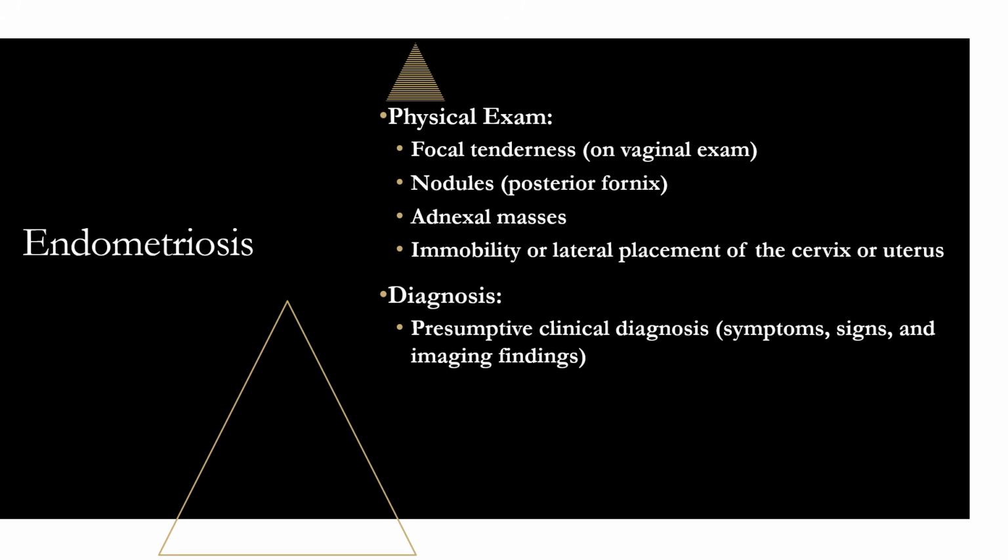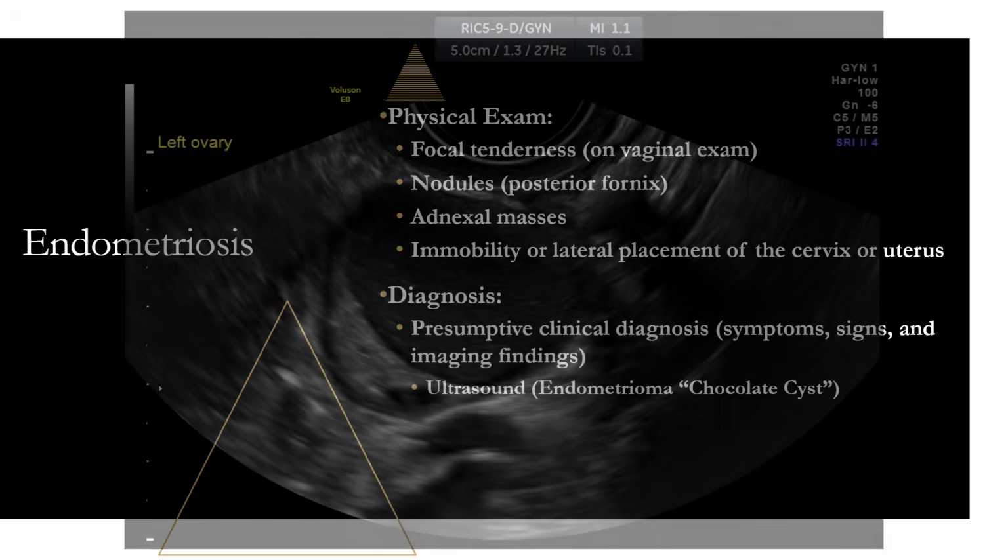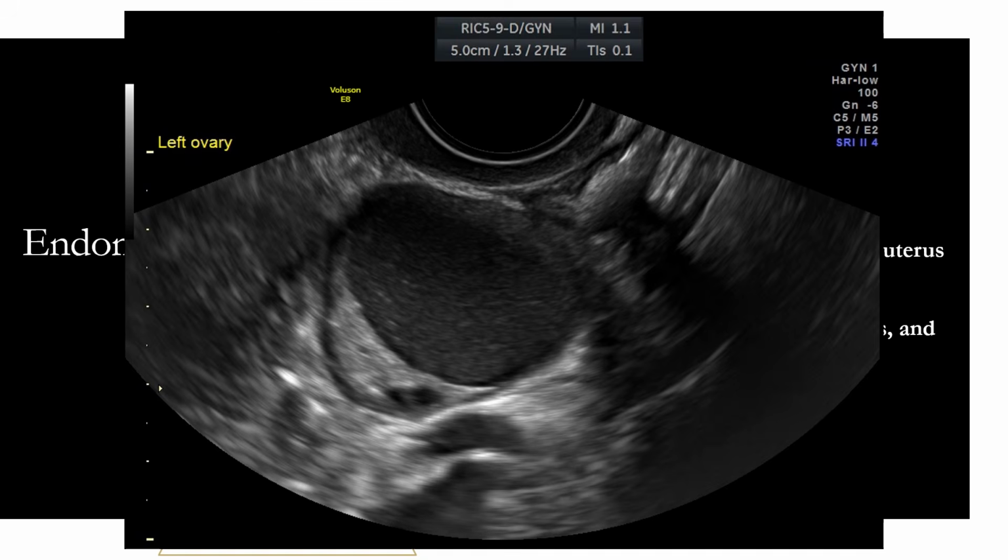Ultrasound can also be utilized and is typically the first line modality when imaging is indicated. And what it may show is something known as an endometrioma or a chocolate cyst. Endometrioma is a cystic mass arising from ectopic endometrial tissue. This is usually in the ovaries. And you'll sometimes hear it being referred to as a chocolate cyst because it contains this thick brown tar-like fluid or old blood, so chocolate in appearance, I suppose.